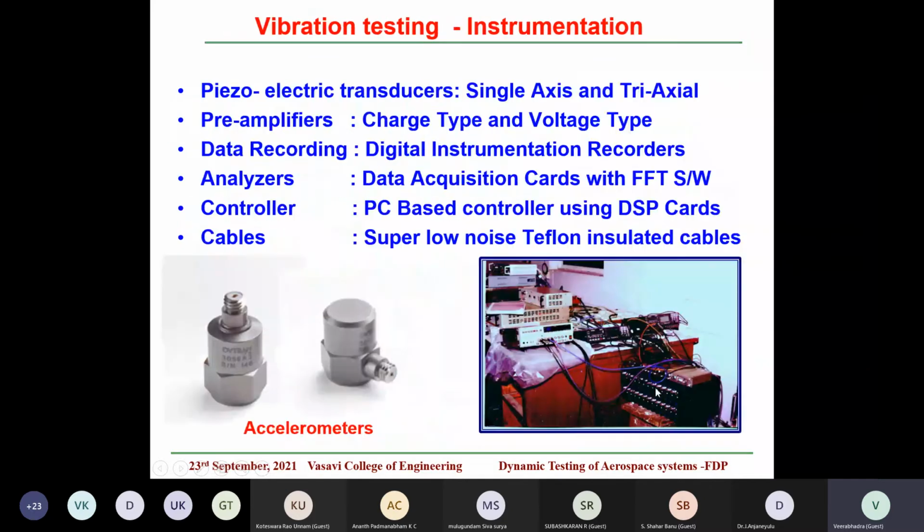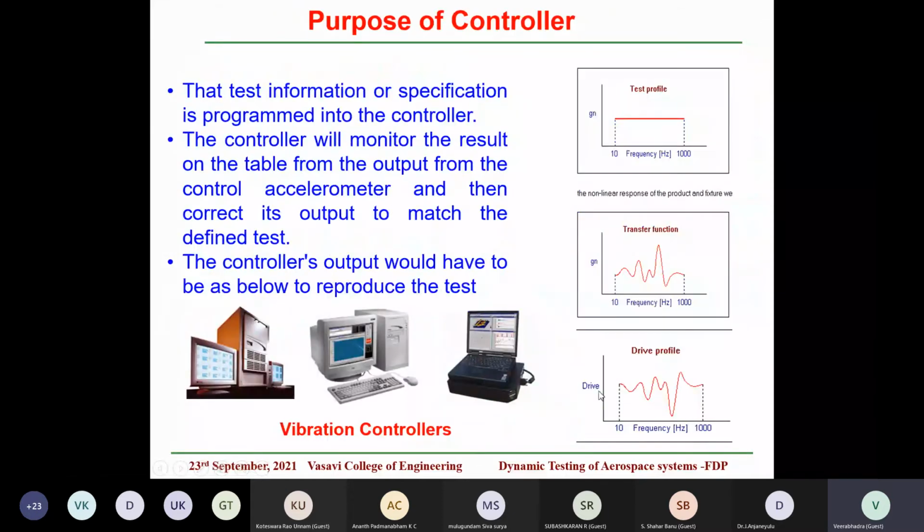So this drive is sent to the amplifier, and the amplifier sends the signal in this form. But due to the shaker's own transfer function, it will be modified, and then we will see the spectrum or amplitude on the shaker as a flat spectrum, that is 10 to 1000 hertz. So this is the purpose of the controller. It will control the transfer function of all the associated equipment mounted on the shaker, and give the input as desired onto the unit under test. There are various vibration controllers available in the market nowadays.